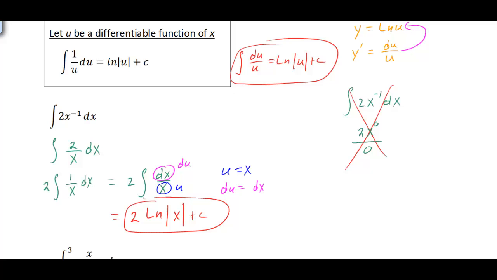Okay, so really the hardest part is just trying to get your integrand for your integral here to fit this form of du over u. Once we have this form, the integral is very straightforward.